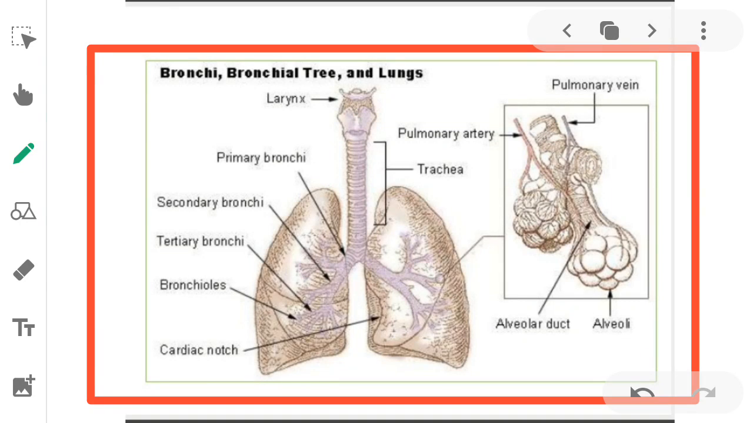So here you can see a diagram of the bronchi, the bronchial tree and the lungs. Here you can see the larynx part, which leads into the trachea, then into primary bronchi, then secondary bronchi, then tertiary bronchi, then bronchioles, and the terminal ends of the bronchioles form the alveoli. So this is part of the respiratory system.